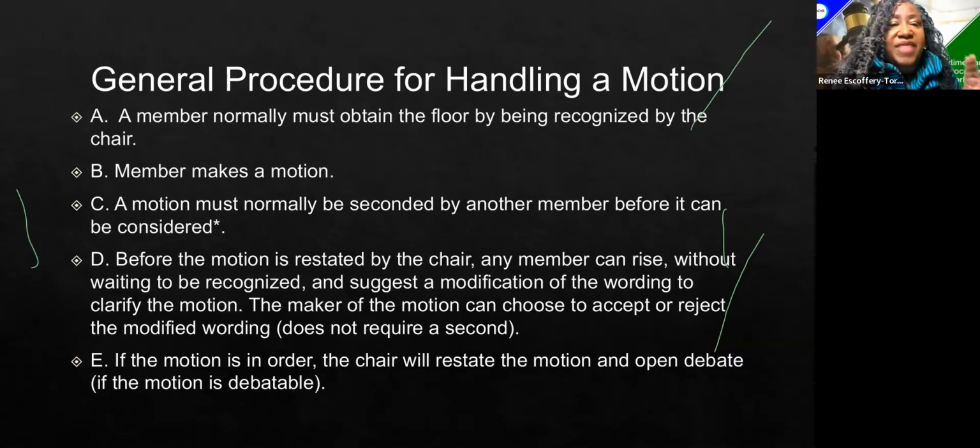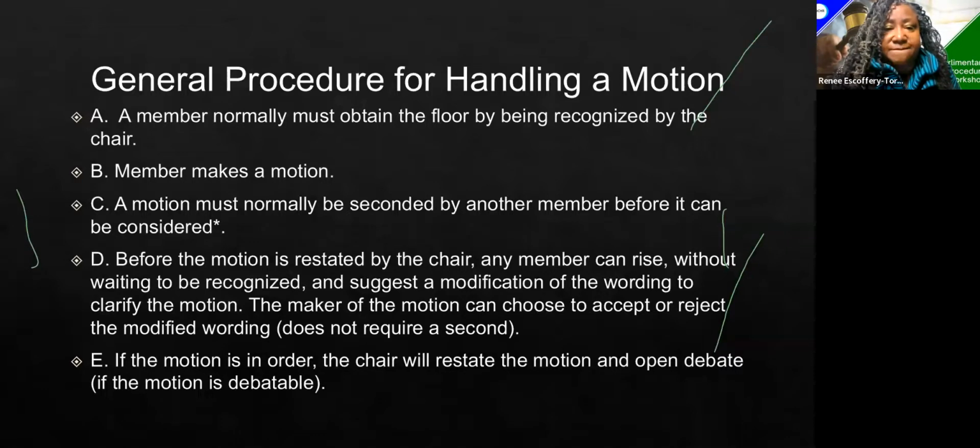Any member can rise without waiting to be recognized and suggest a modification or a change to the wording to clarify the motion. It's not the same as an amendment, but they can clarify at that point. It has to be right at that point. And so the maker of the motion can then say, you know what, I like the way I worded it. And then they'll just continue with that particular motion as worded by the maker of the motion. Okay, so they can either accept or reject that.